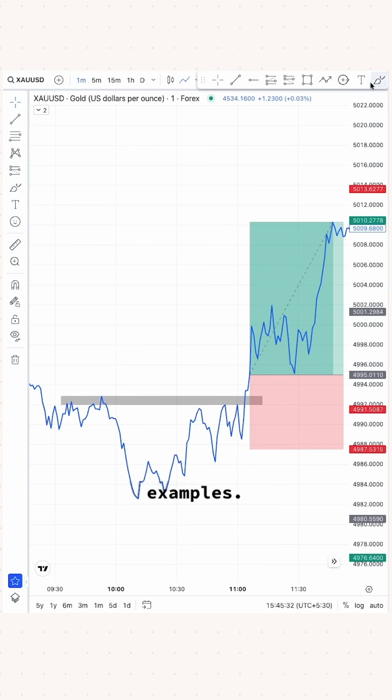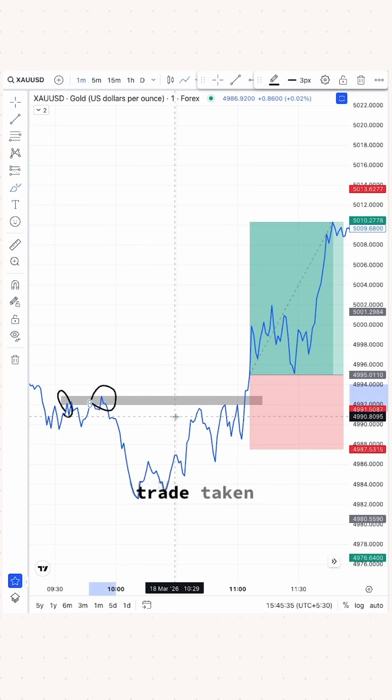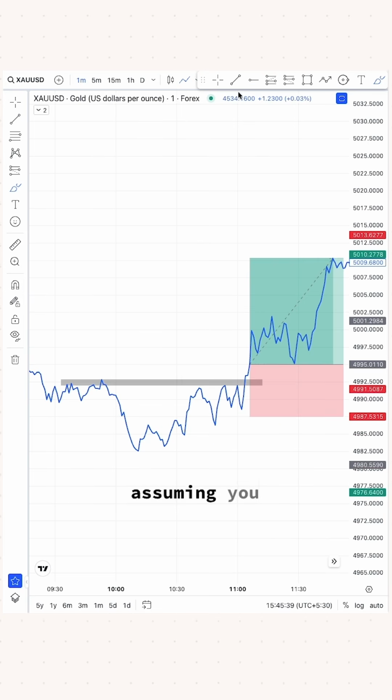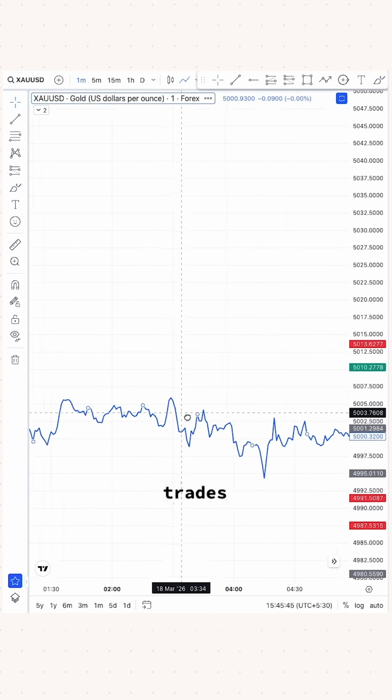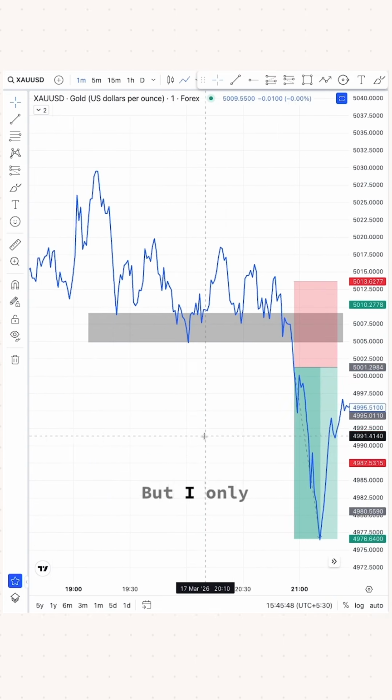Now let me show you more examples. So here we have 3 time rejection, trade taken on bullish green candle. Now I am assuming you know basic candle knowledge. Comment if you don't or want to know which candles I use to take trades because there are 15-20 candle styles, but I only use 4-5.